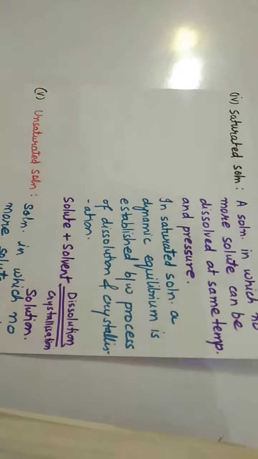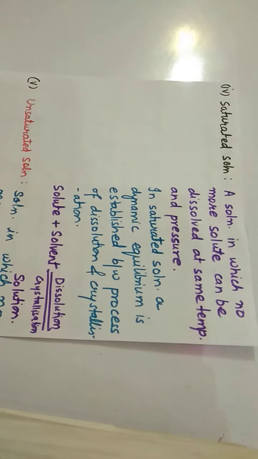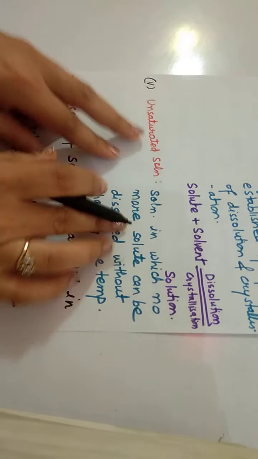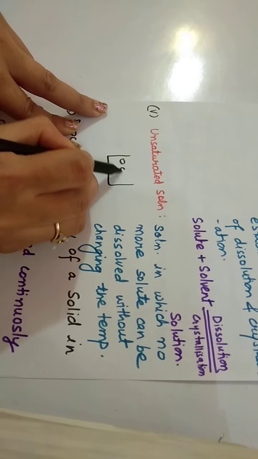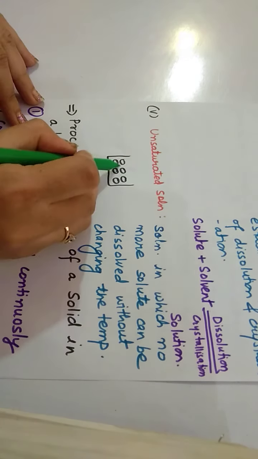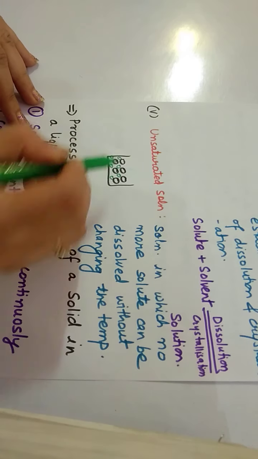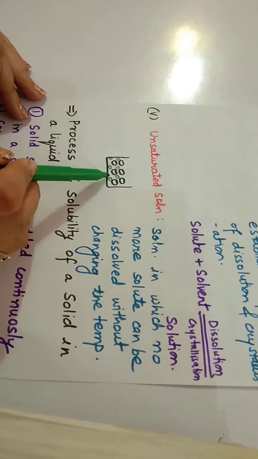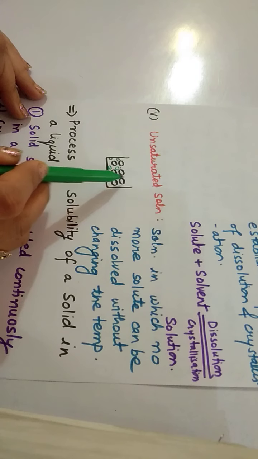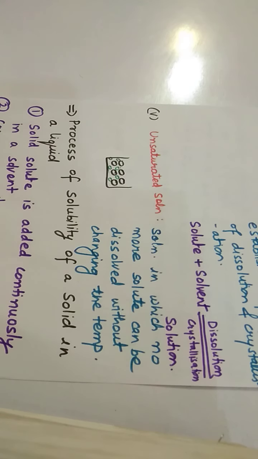Now another term is saturated solution. You all know what a saturated solution is. I have already discussed it with you: when no more solute can be dissolved in a given solvent at the same temperature and pressure. Now unsaturated solution: when there is still some space left after the addition of solute particles into the solution. As you can see, there is still some space left between the particles of water, and it can accommodate some more solute, then that solution is known as an unsaturated solution.